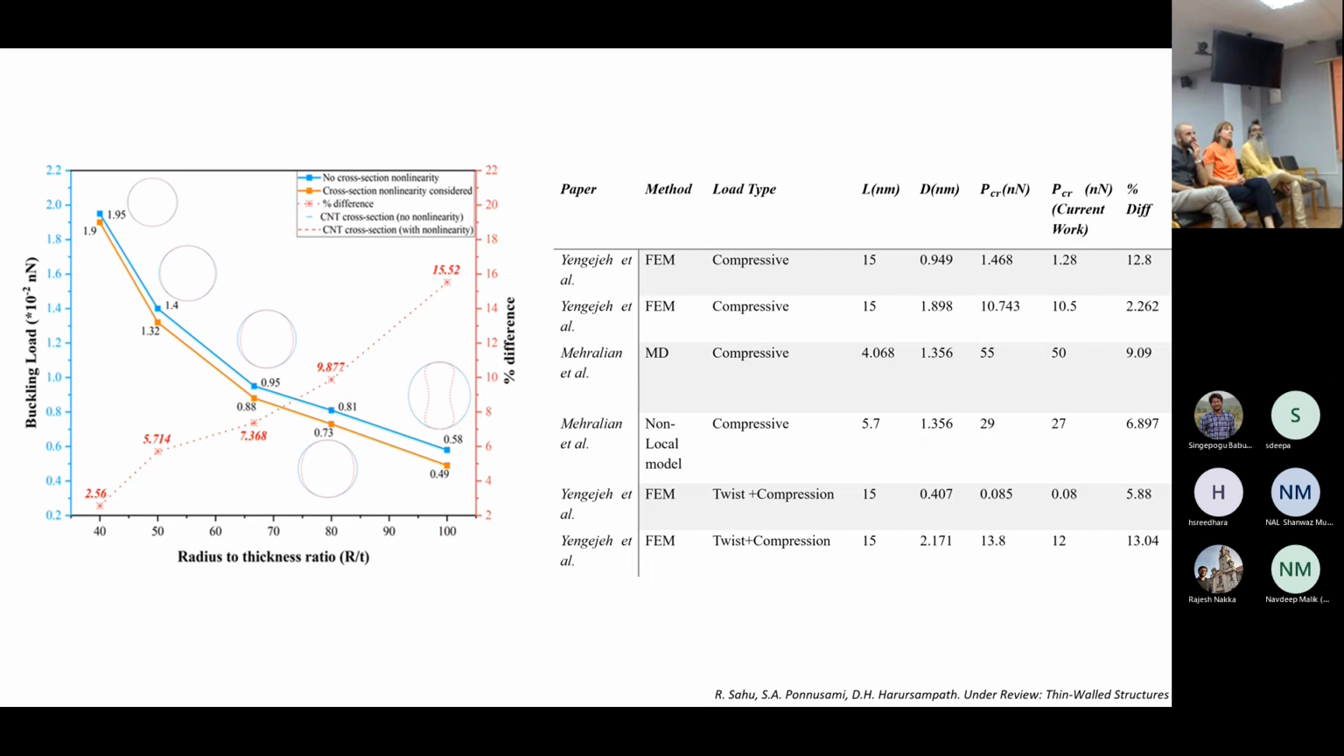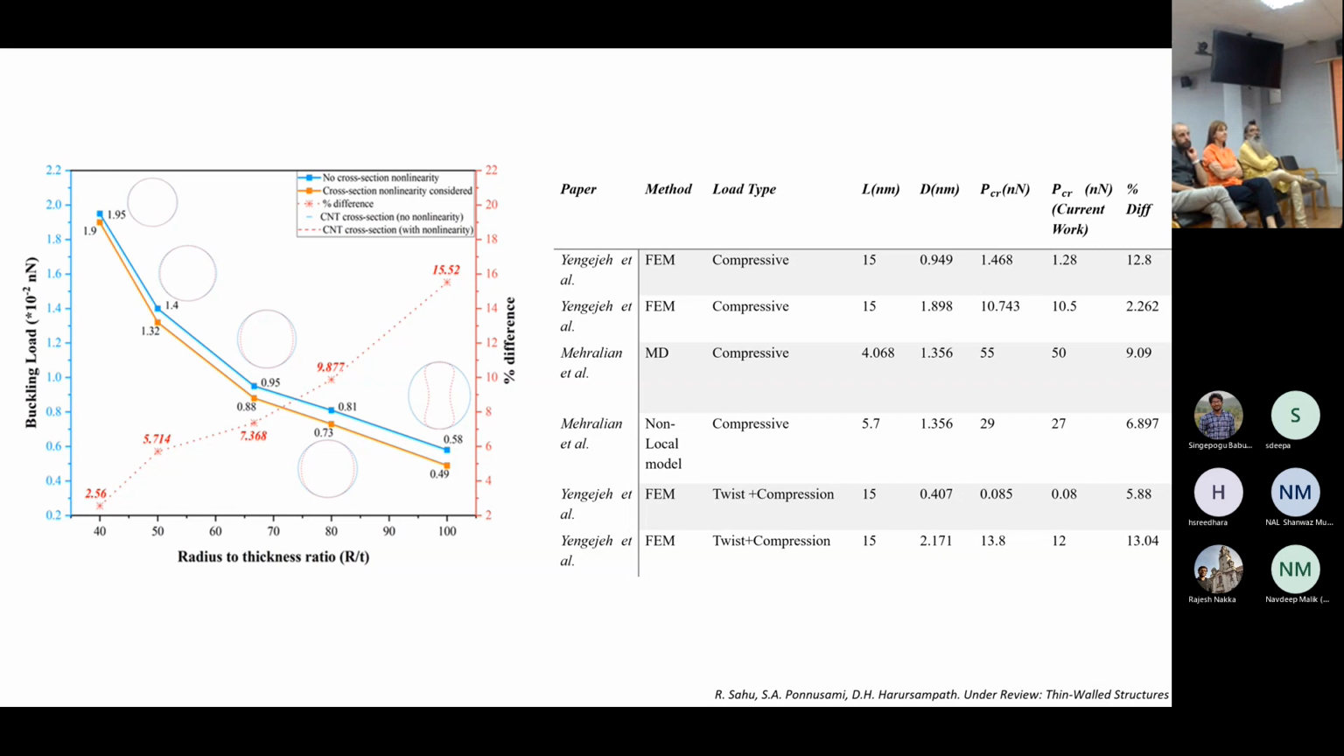Here we have the buckling load plotted with respect to the radius to thickness ratio, showing how these geometric parameters affect the buckling load and the cross-sectional ovalization of the CNT. As we see, for a smaller radius to thickness ratio, the buckling loads are very high, and not much ovalization is observed. The red dashed line gives the ovalized cross-section, and the blue one gives the undeformed cross-section.